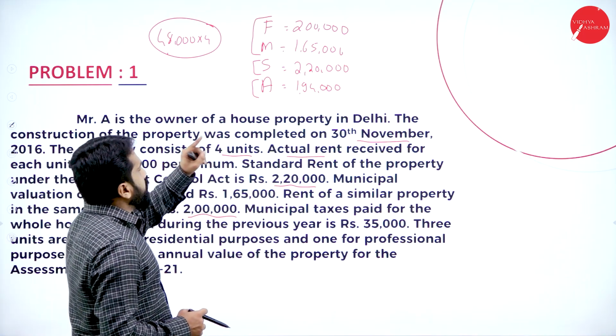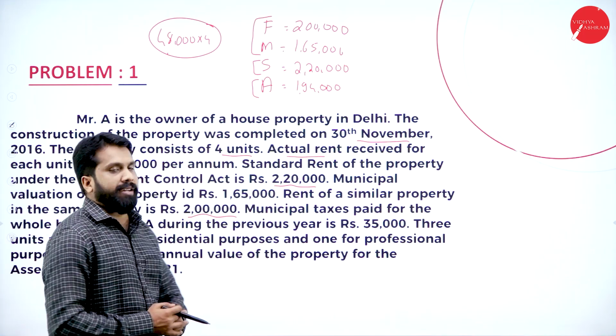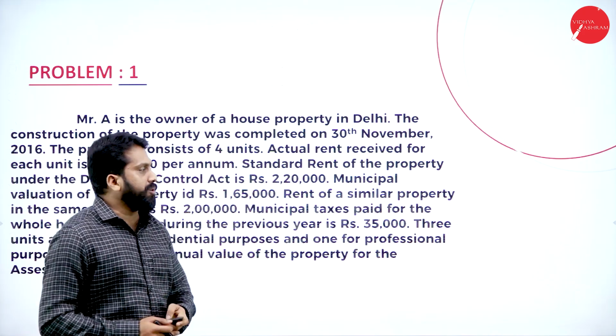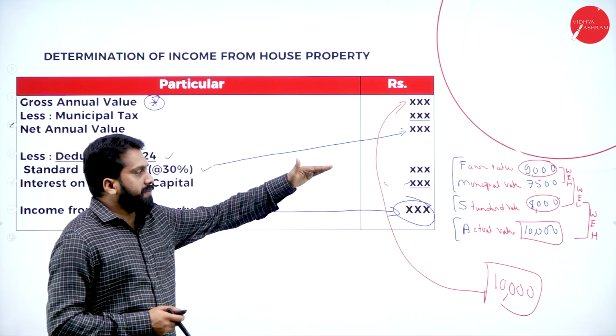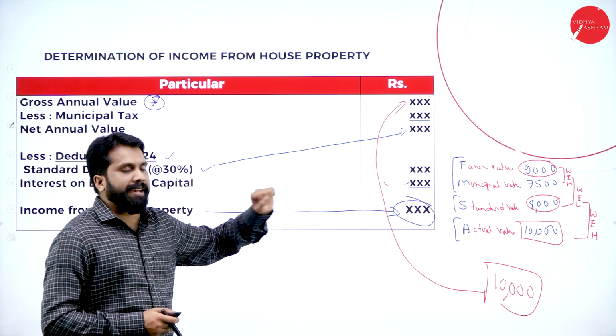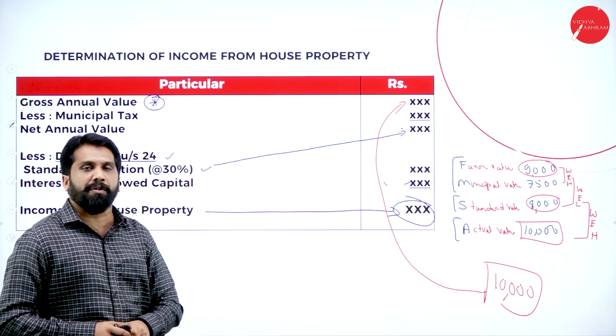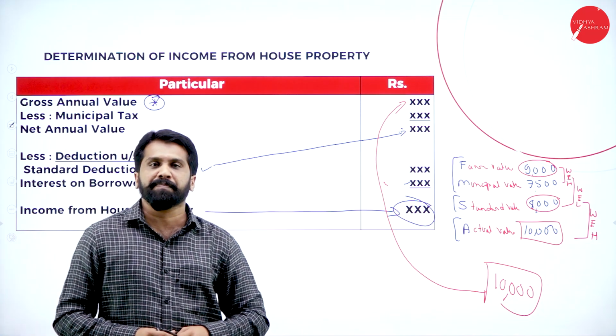We have fair value, municipal value, standard rent, actual rent. Now let me know what is the answer. I'll show you the format also. This is the format. Like this you have to calculate. Whichever is higher, whichever is less, again whichever is higher. Now tell me what is the answer.